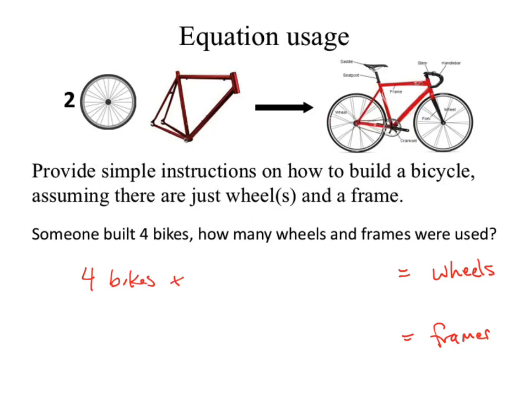I need to convert those into wheels. Bikes as a unit needs to disappear. What do I need on top? Wheels. What's the relationship? 2 wheels is 1 bike. Okay. Which means how many wheels did I need? 8 wheels. How many frames?